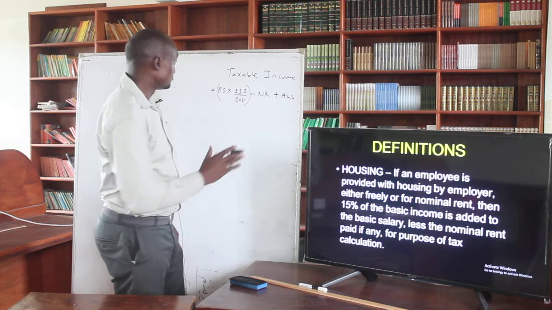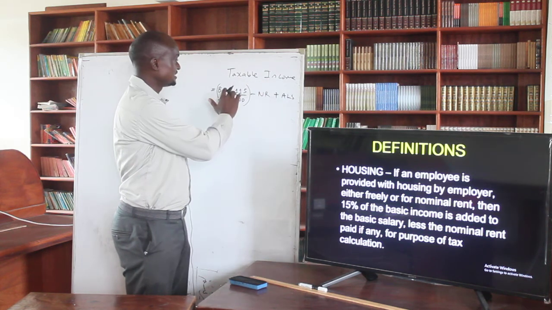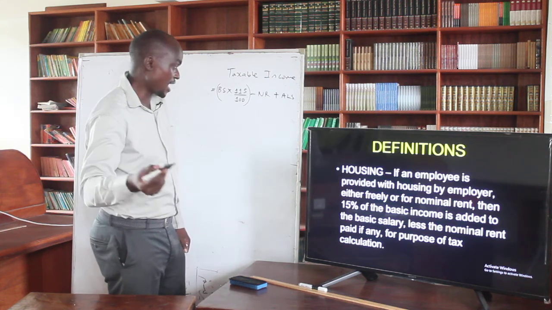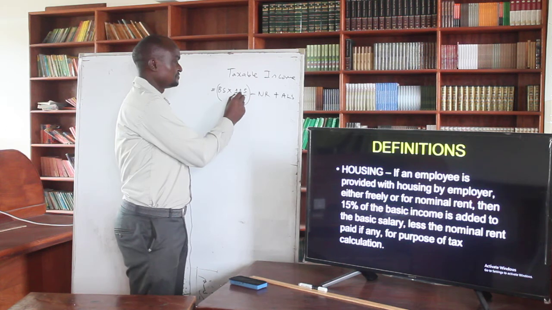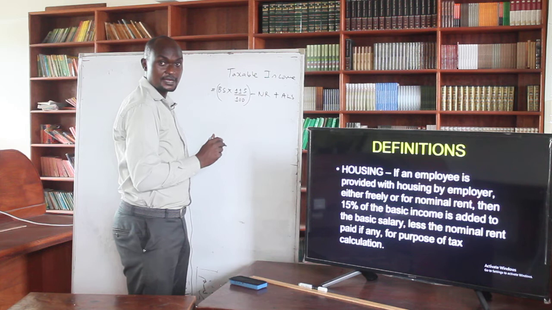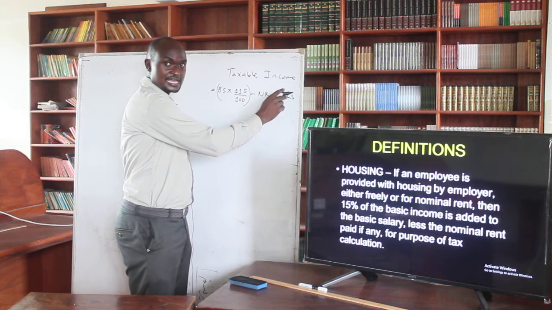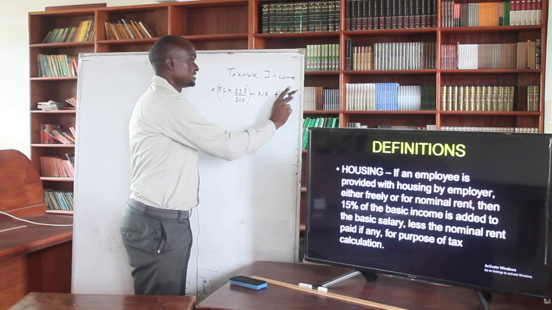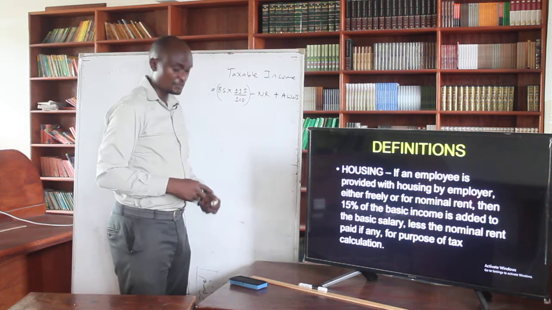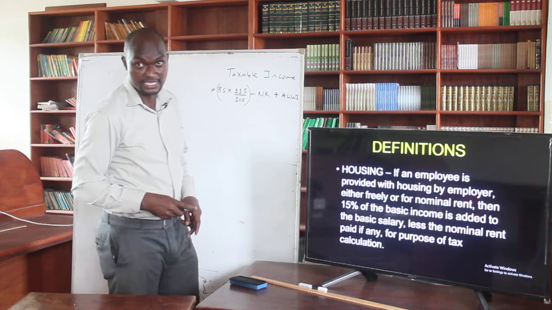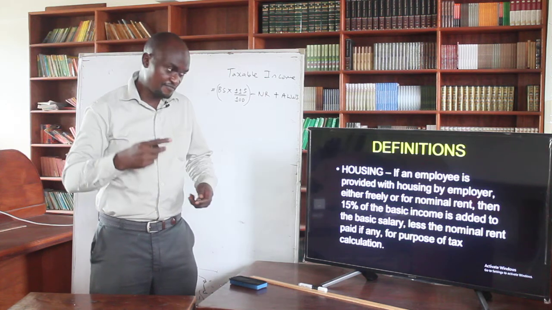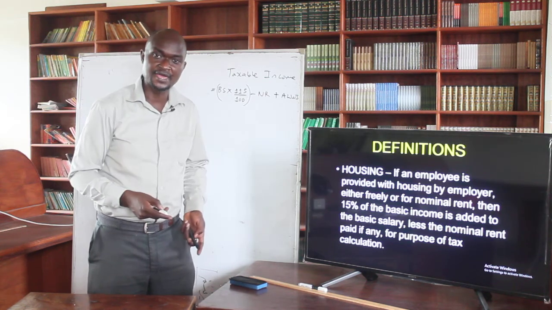Okay? So most of the time, taxable income, we've said, is basic salary plus allowances. But if the person is given a house by the employer, to the basic salary you add 15%. If there's nominal rent being paid, you subtract the nominal rent, then you add any of the allowances, like this, to get what you call the taxable income for this employee in that case. I hope that is very clear, if the worker is provided a house by the employer.